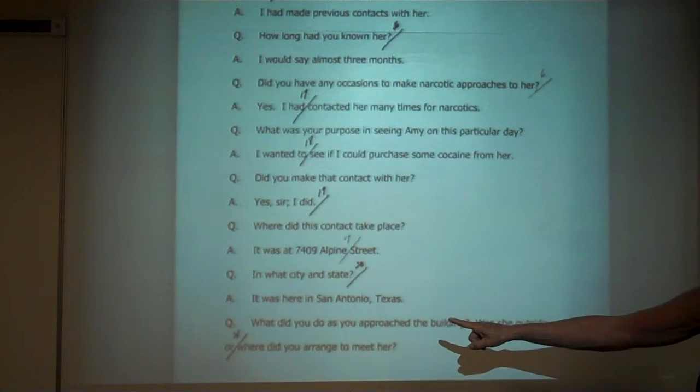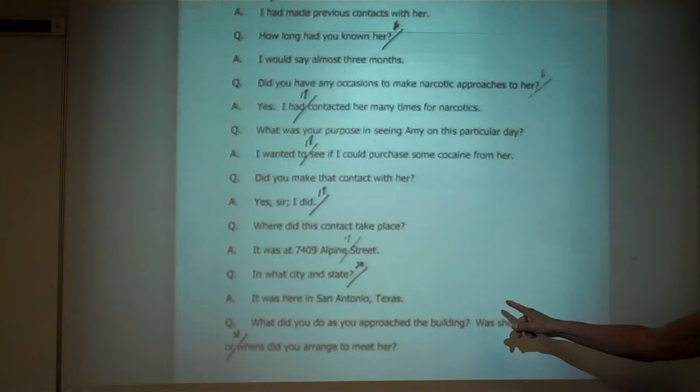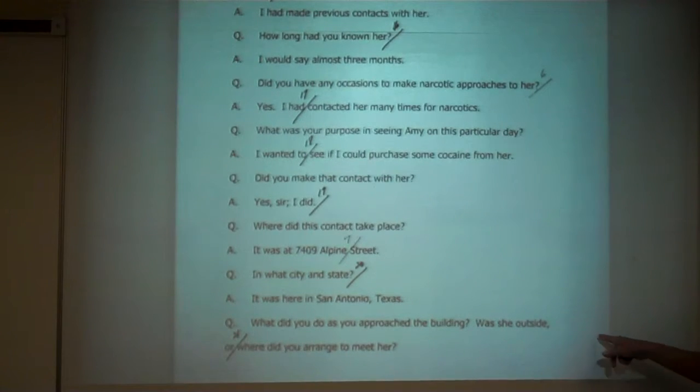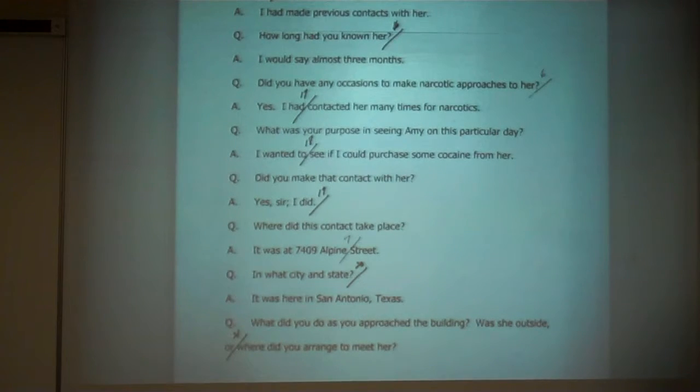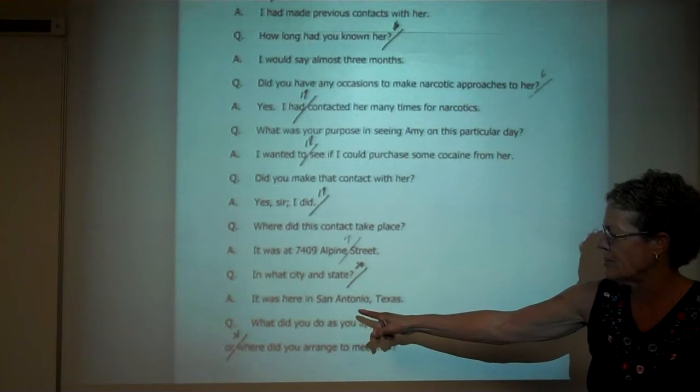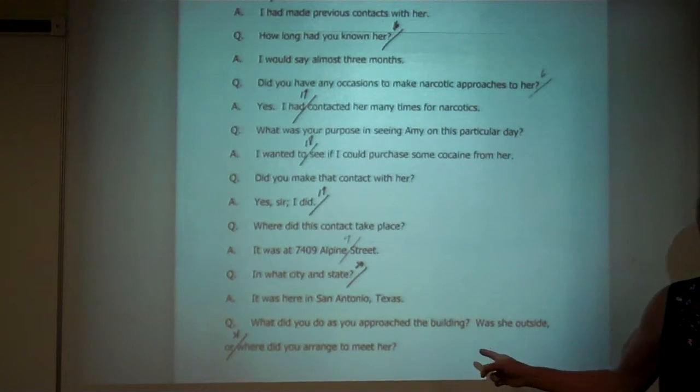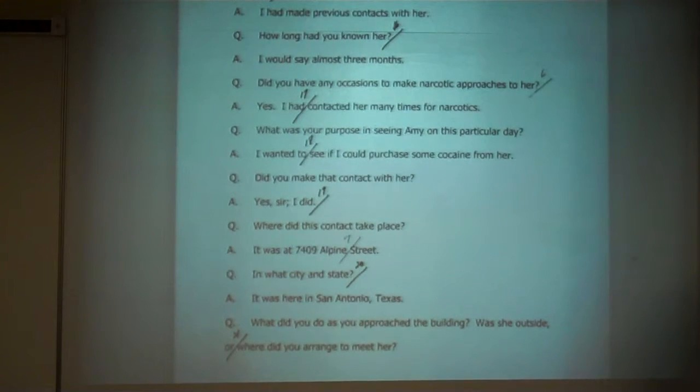Yeah, so what did you do as you approached the building? Question mark. Whole other question. Was she outside, comma? Or where did you arrange to meet her? Question mark. That would not be one sentence at all. Also here, it was here in San Antonio, comma, Texas. Okay? Questions?